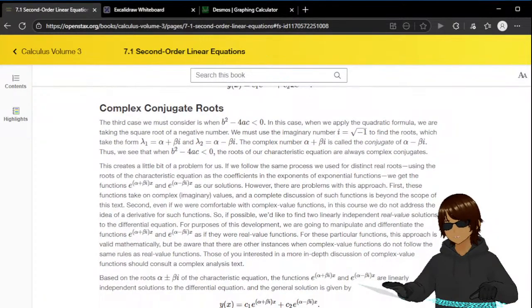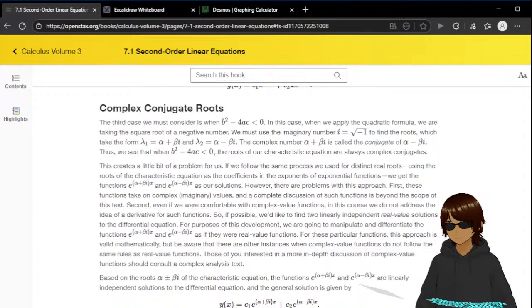Complex conjugate roots. The third case we must consider is when b squared minus 4ac is less than 0. In this case, when we apply the quadratic formula, we are taking the square root of a negative number. We must use the imaginary number i to find the roots, which take the form lambda 1 is equal to alpha plus beta i, and lambda 2 is equal to alpha minus beta i.